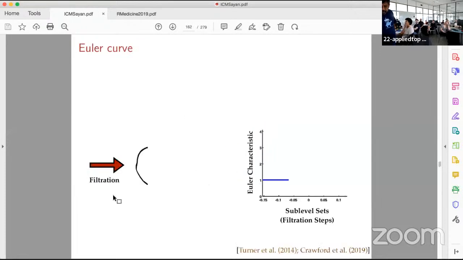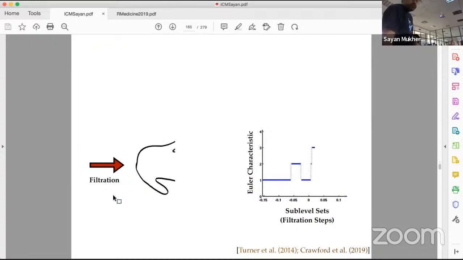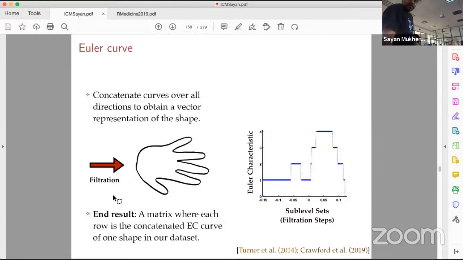And I'll do this from many directions. So if I do it in 2D with that hand, this is what it looks like. Okay?